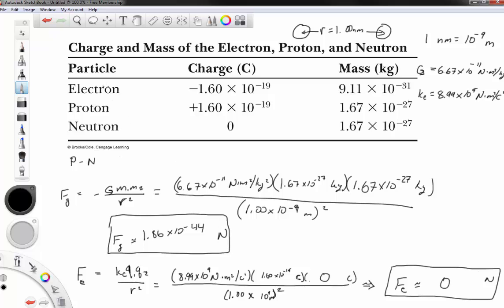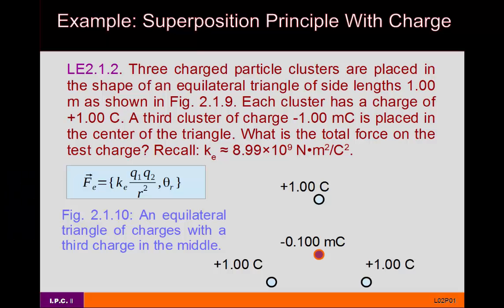If we're dealing with two charged particles, electron, electron, electron, proton, or proton, proton, then the electric force is far, far greater. All right, let's look at a second example. This one is to look at the superposition principle. So we place three charged particles in a cluster like this.